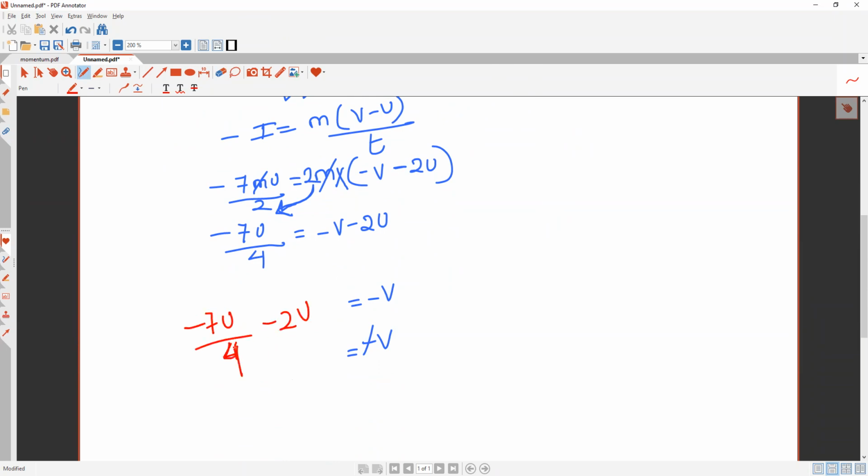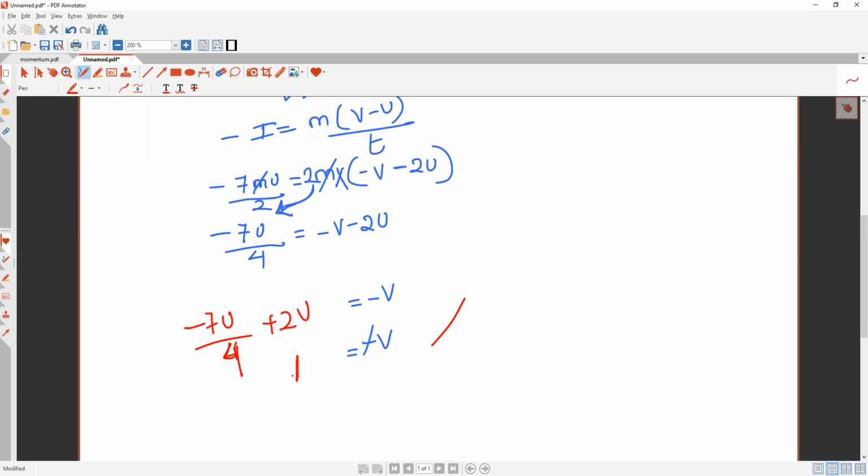Correct. So can you guys do this in the calculator? 7 by 4 minus 2, minus, sorry, plus 2. Minus 7 by 4 plus 2 is 1 by 4. So the answer is minus 1 by 4. No, it should be 1 by 4. You're saying 1 by 4.